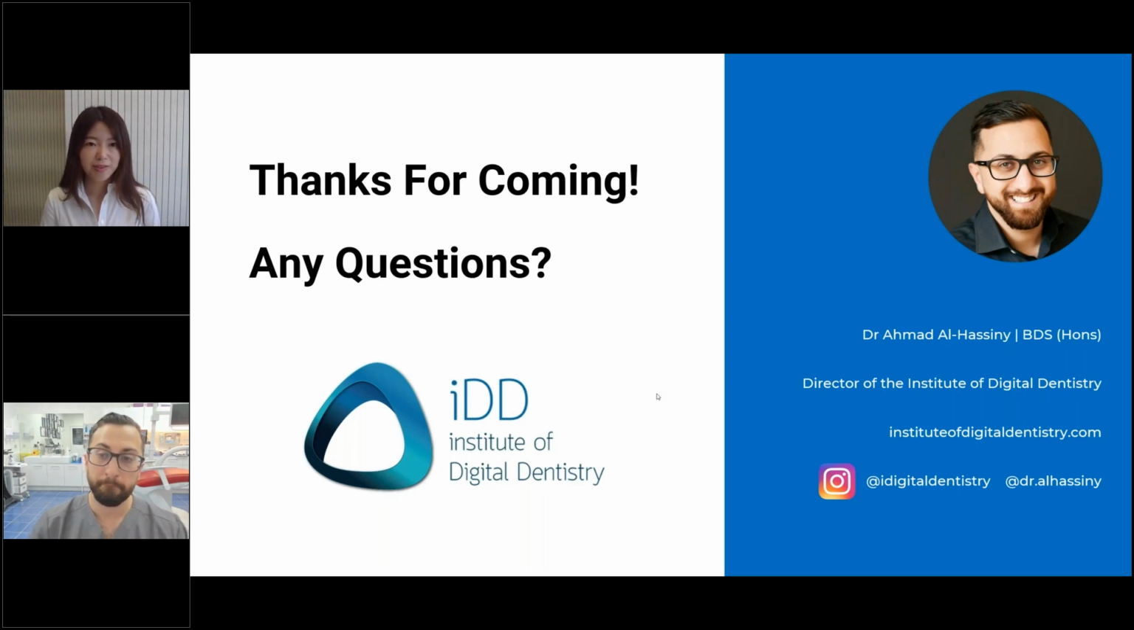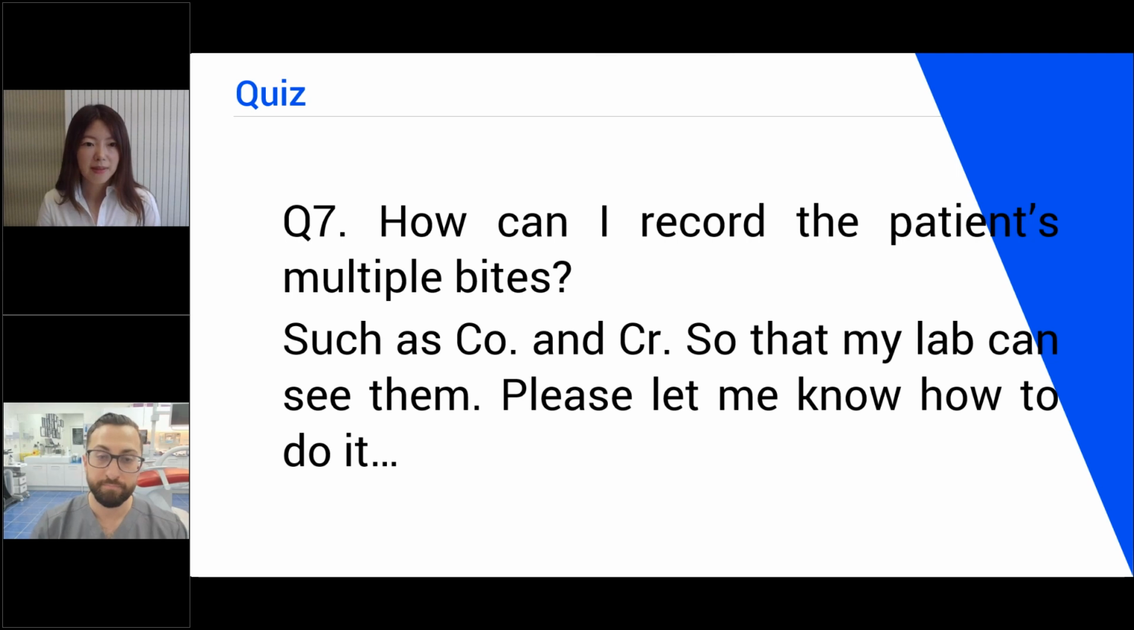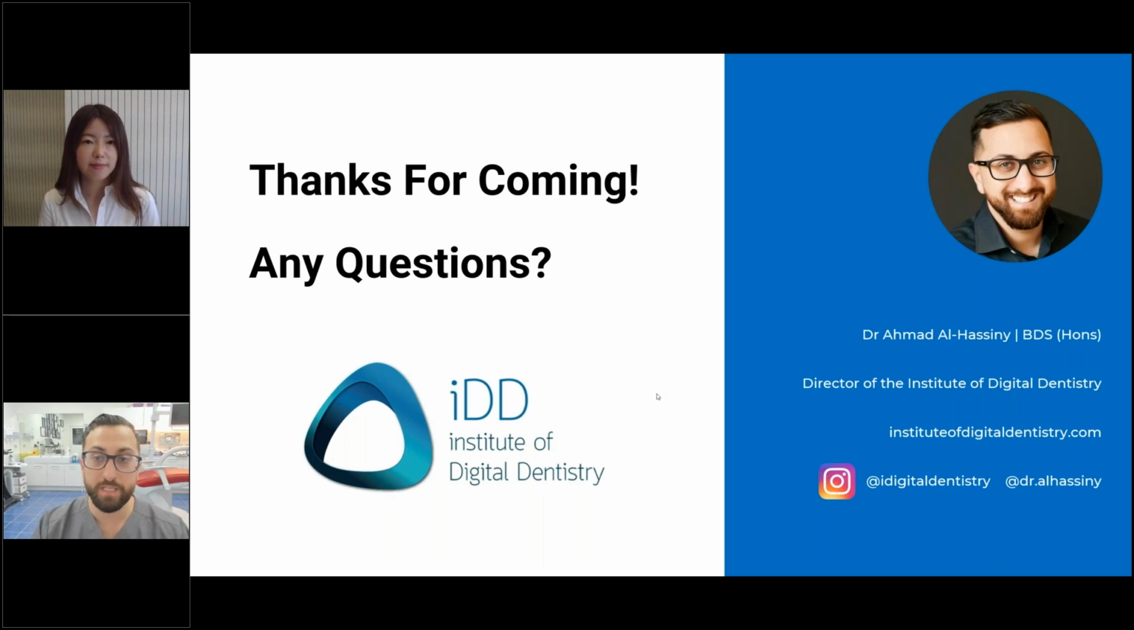Okay, last question. So question number 7. How can I record a patient's multiple bites, such as CO bite and CR bite, so that my lab can see them? Please let me know how to do it. So there's two main ways. There's a lot of jaw motion tracking devices out there, Modjaw, Zebris. Outside of those devices, there's also software applications and software techniques that you can use. For example, with the Medit software, you can choose different bites to take.